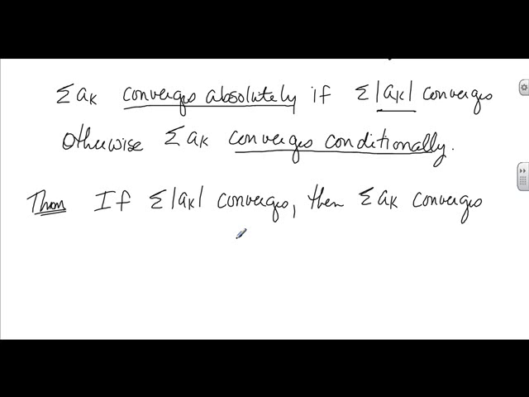The second part of that theorem says if the series a sub k, the original series a sub k, diverges, then the series of the absolute value of a sub k will also diverge.